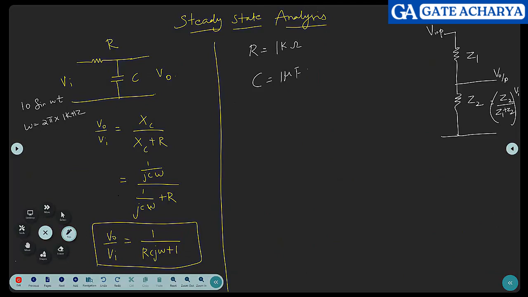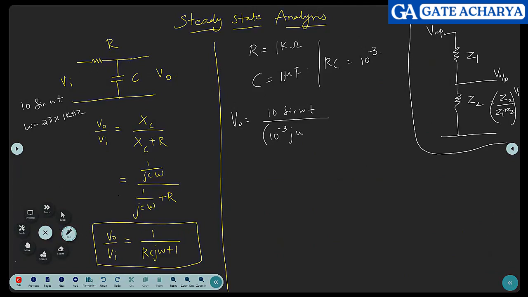What is the V out, sir? So R into C will be 10 power minus 3. So V out is 10 sin omega t divided by 10 power minus 3 j omega, substitute the values of omega, plus 1. Now this is a complex number. A complex number will have a real and imaginary part. Can you split this into real and imaginary and tell me what the final answer looks like?